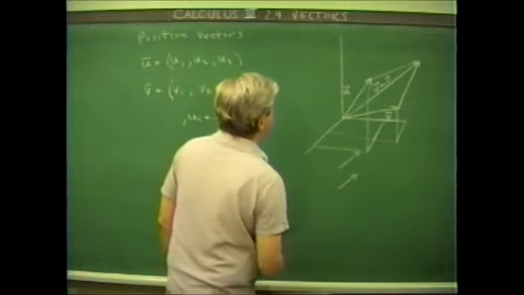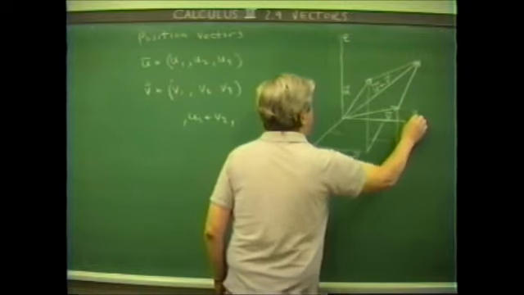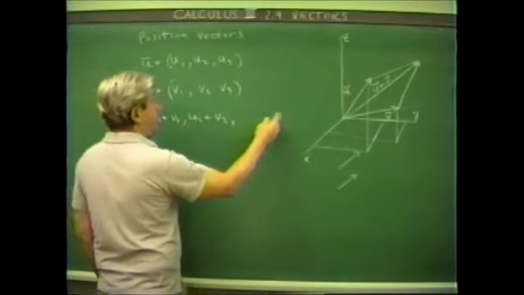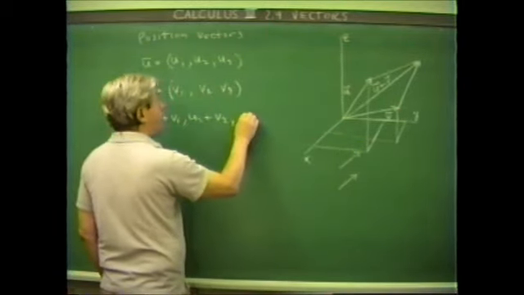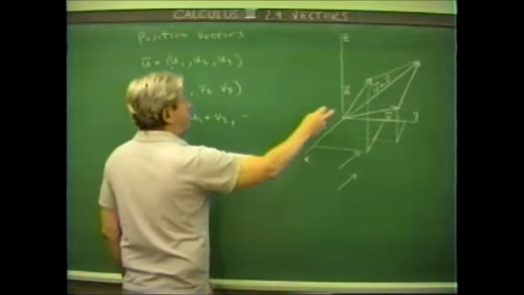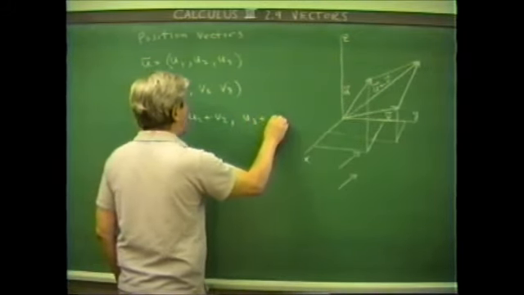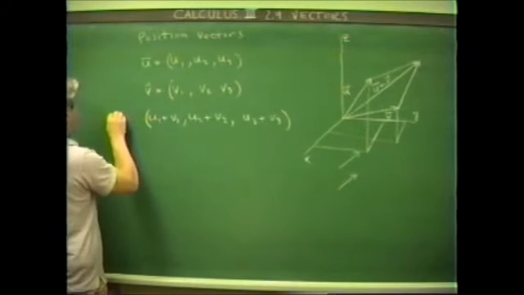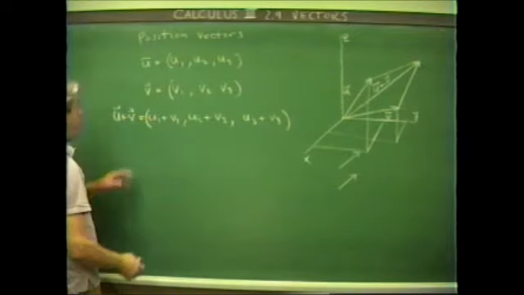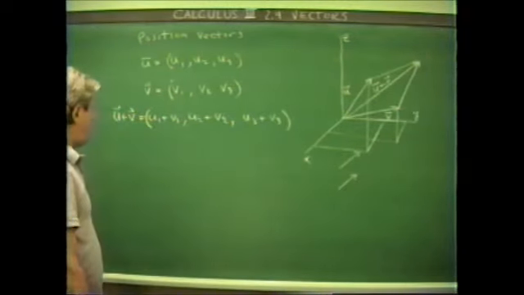Similarly, looking at the x to z plane, you can note that the x coordinate is going to be u1 plus v1, and likewise from the z plane, looking at the z-axis here, you can note that the third coordinate of u plus v is going to be u3 plus v3. So u plus v then will be the vector that has coordinates u1 plus v1, u2 plus v2, and u3 plus v3.